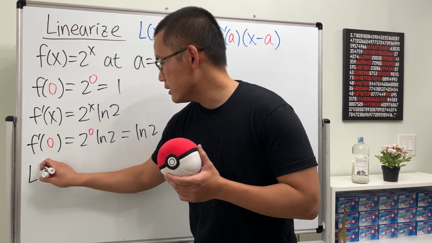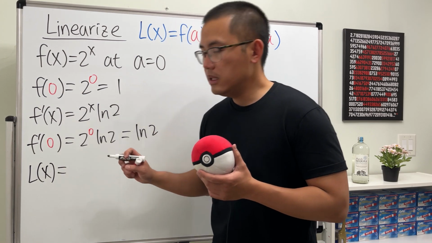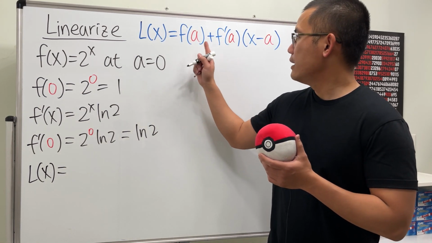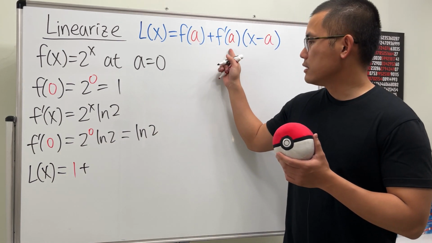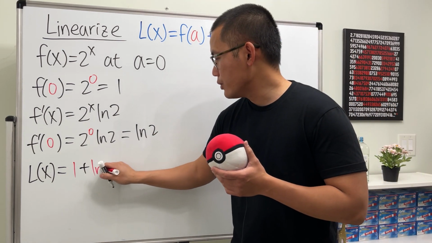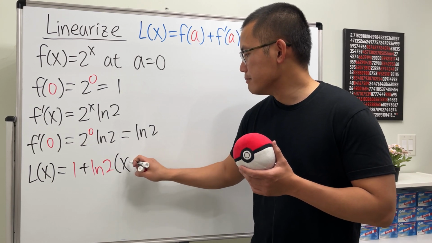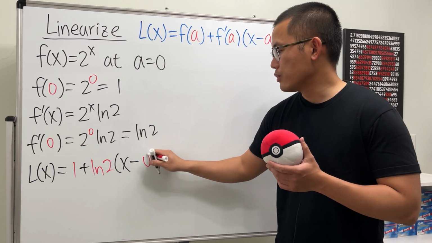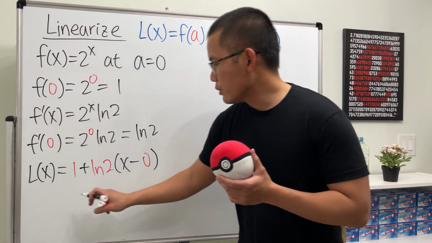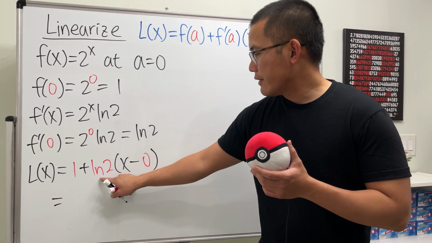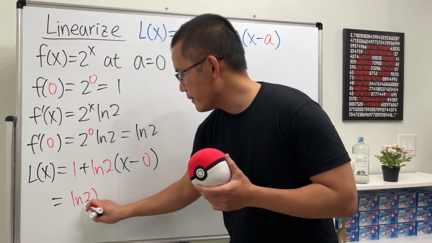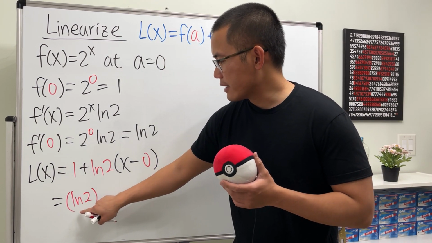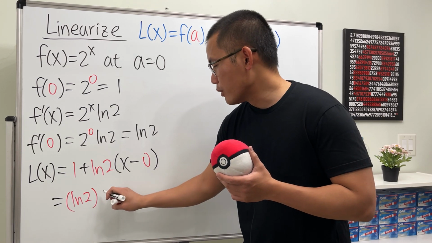So ladies and gentlemen, L of x is equal to f of a, which is 1, and then we add the slope, the derivative, which is just ln 2, times x minus the a value, which is 0. Okay, so let's see what we have. We just have this times that, and ln 2, I'm going to put it like this instead of in parentheses, and then multiply by x.